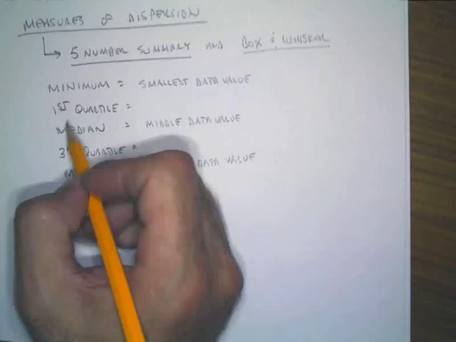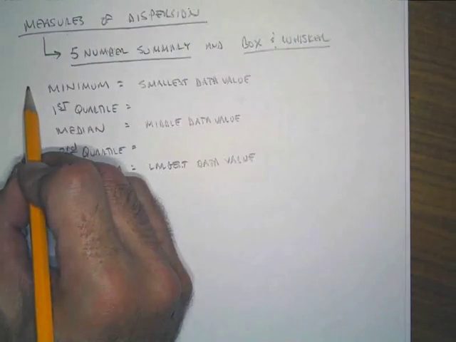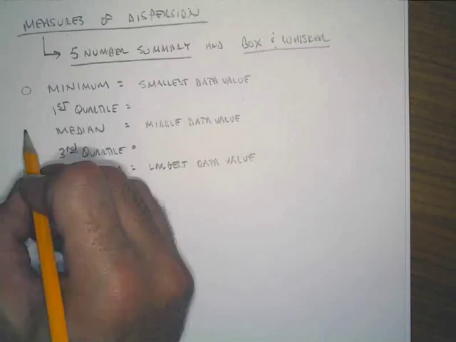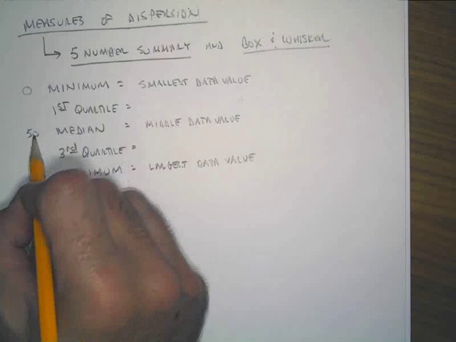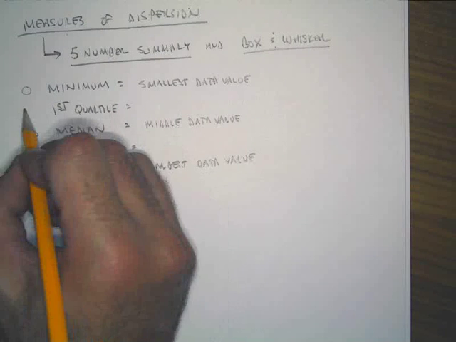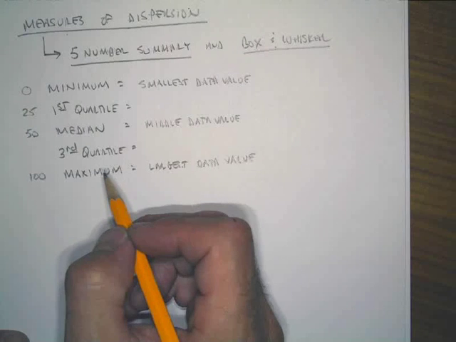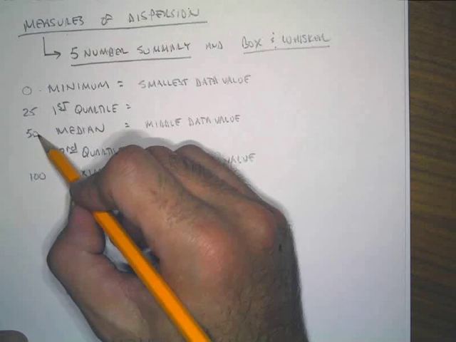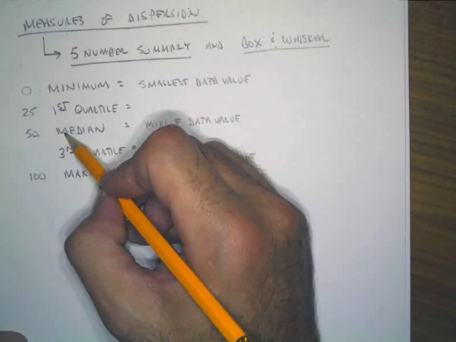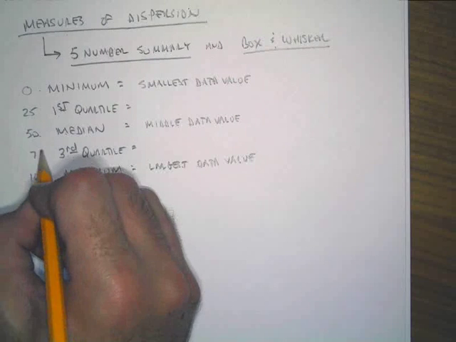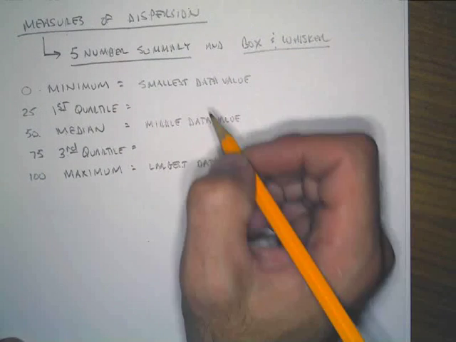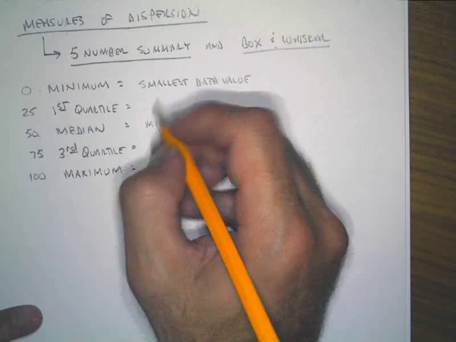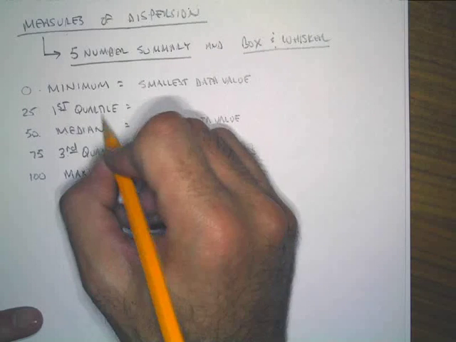So let's think about it this way. If the minimum were 0 and the maximum were 100, the middle would be 50, or half, and a quarter would be 25. So let's see. 0 minimum, 25 first quarter, 50 is the middle, or the second quarter. The third quarter would be 75.